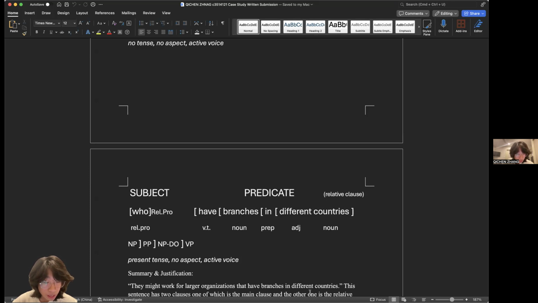The verb have in the sentence is transitive in nature, with the noun phrase branches placed directly after the verb, which is in turn modified to include a prepositional phrase, different countries. This leaves a multiple layered series of modifiers in the sentence.